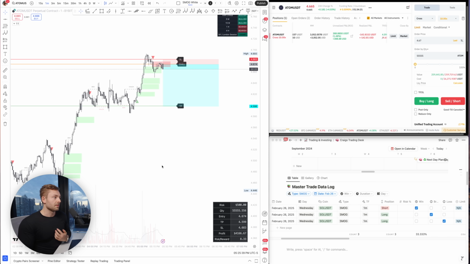All right, so I gave the market some time to sort of make a move. It ended up moving up a ton. We were just a little bit wrong about the timing of the Solana trade, but I did find a really nice opportunity, in my opinion, on Atom.